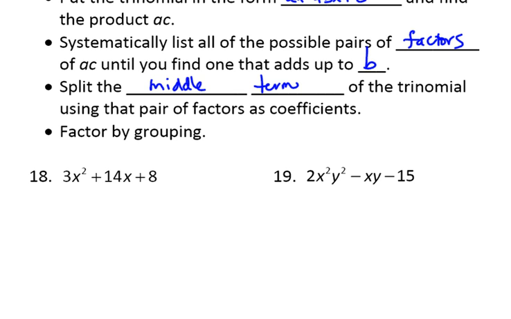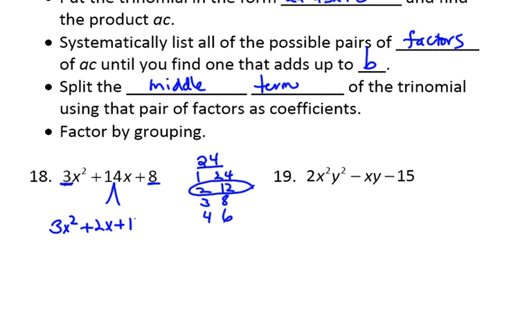So this first one, I'm going to multiply. Here's A, here's C, so 3 times 8 is 24. I'm going to list those factors. So 1, 24, 2, 12, 3, 8, 4, 6. And I'm going to find the pair that adds to be 14, which is this one. I'm going to split the middle term. So I'm going to have 3x squared and then plus 2x plus 12x plus 8.